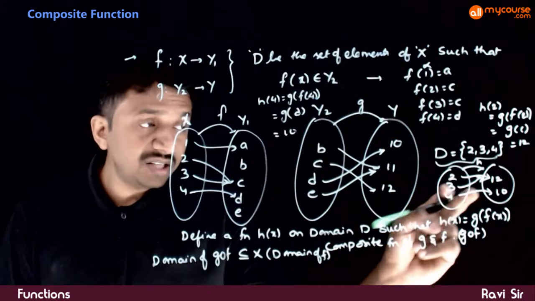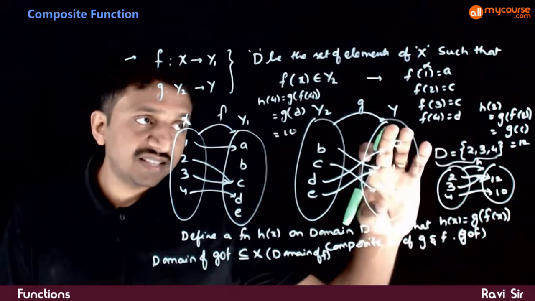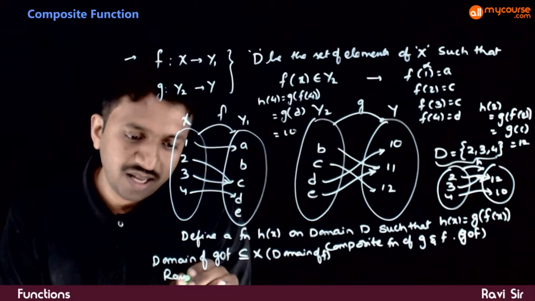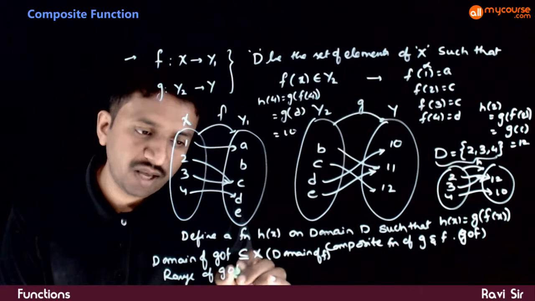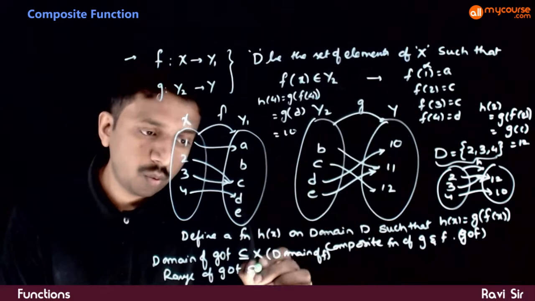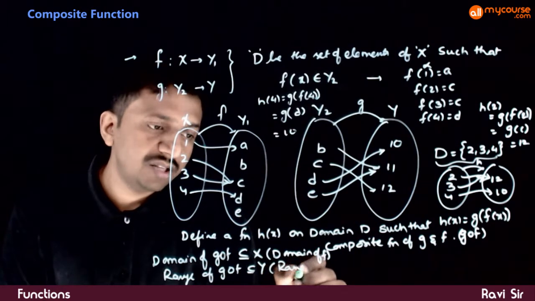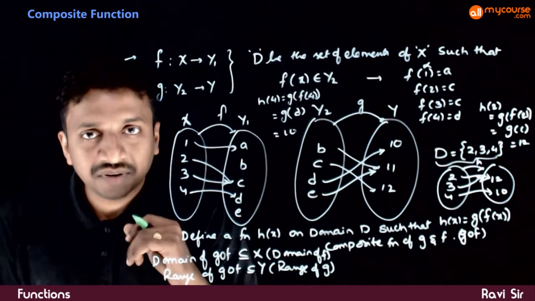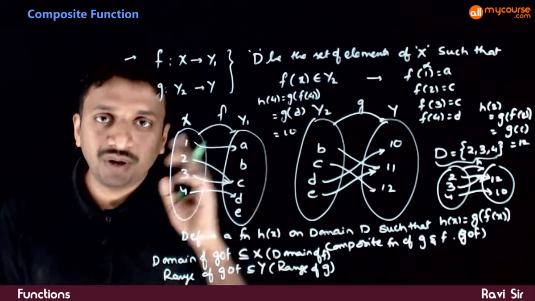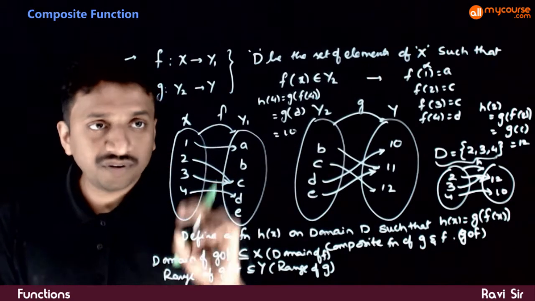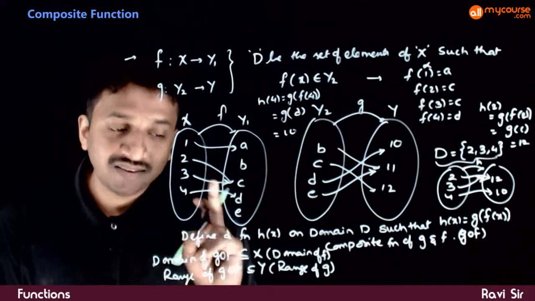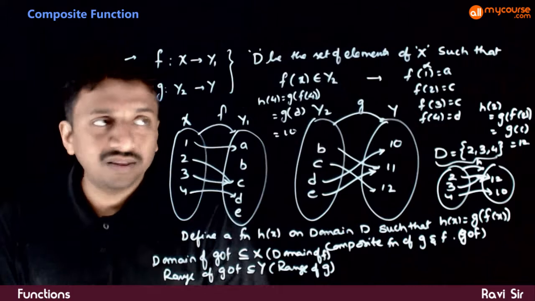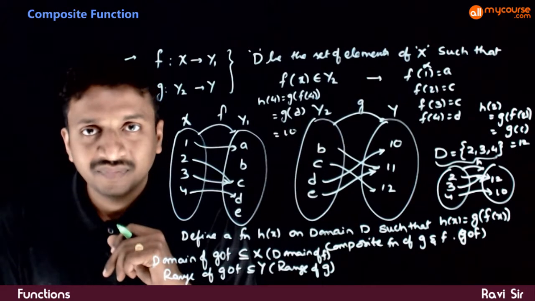And the range of GOF is a subset of the range of G. The range of GOF is a subset of Y, that is the range of G. So these are the two things that you need to remember. The domain of GOF is a subset of the domain of F, and the range of GOF is a subset of the range of the second function G.